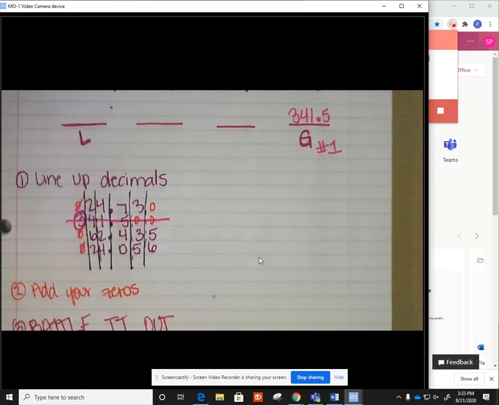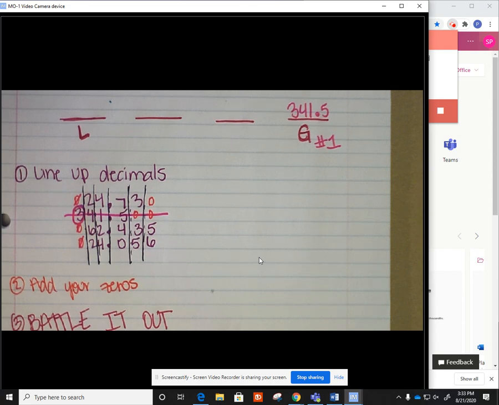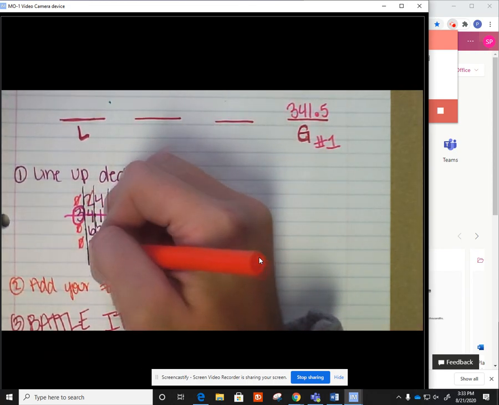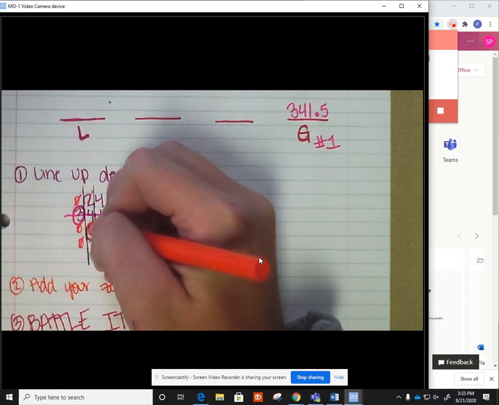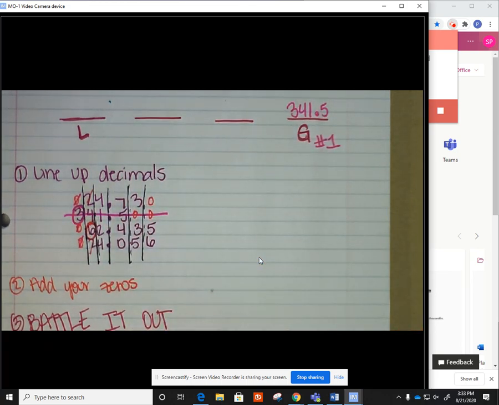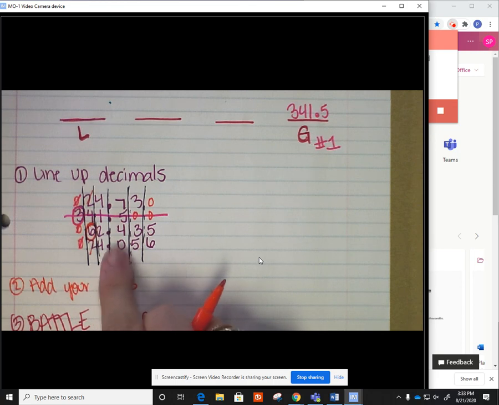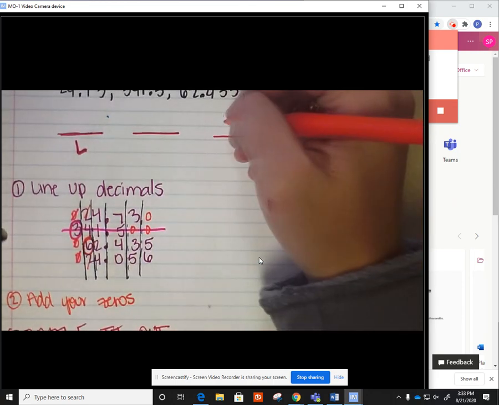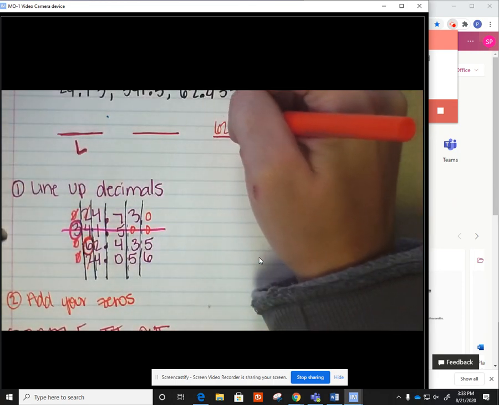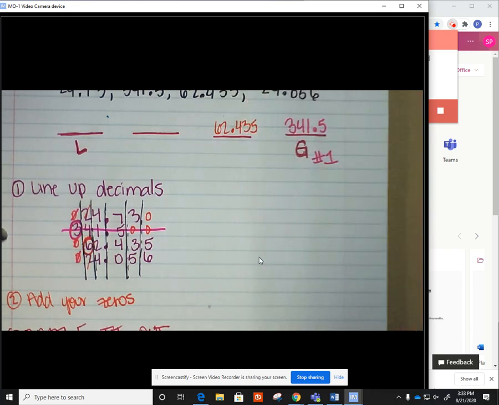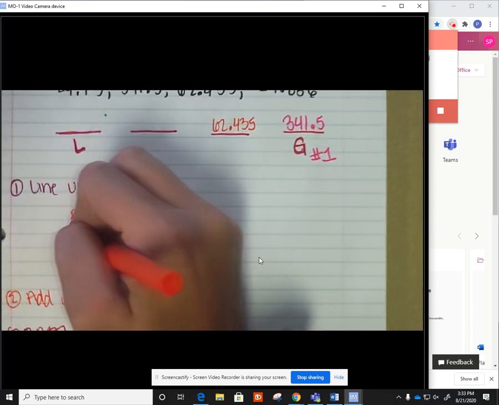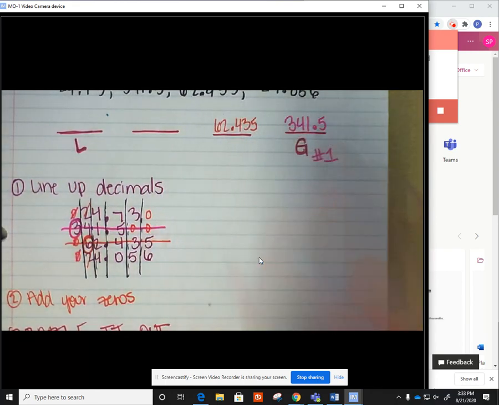Okay, let's battle that out again. What color was I using? Orange. Okay, so we have 2 and 2 are going to tie, and 6 is going to be the winner. Okay, so we have 62,435. Okay, we're going to mark it out. That was our number 2. You're the second winner. Now we only have 2 numbers left.